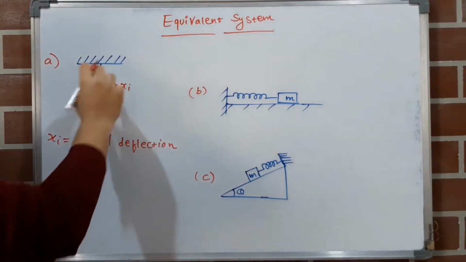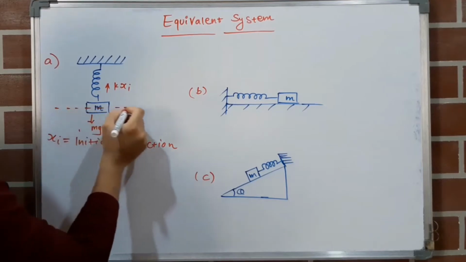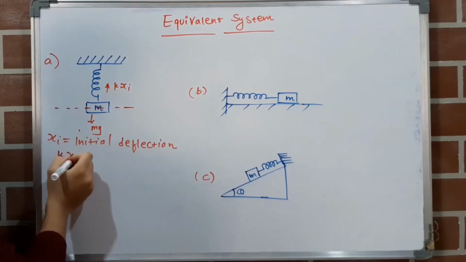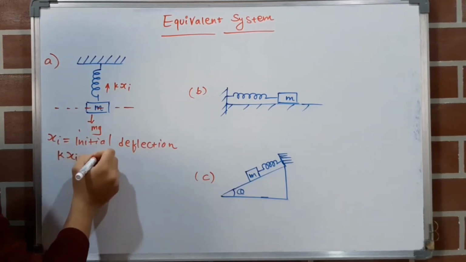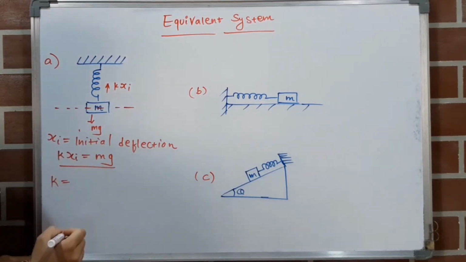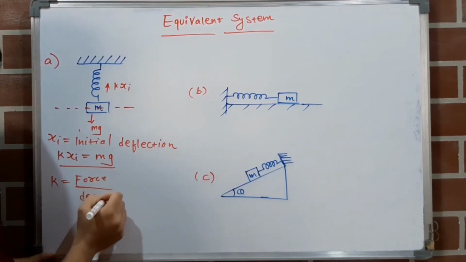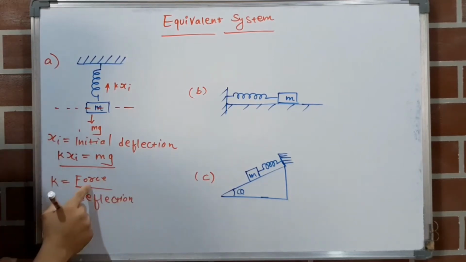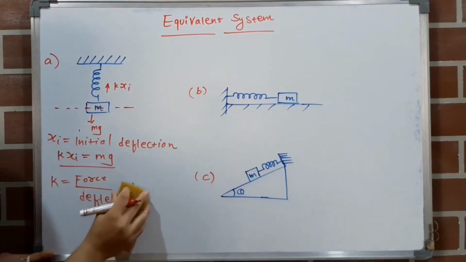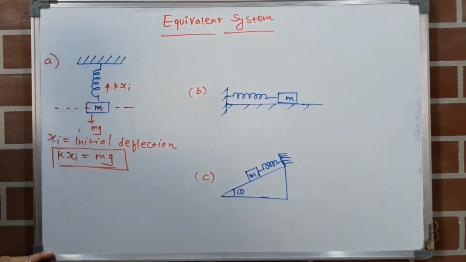This is the spring in the static deflection. In static deflection the mass will be at the mean position. At that position we can write the equation: k xi, the restoring force of the spring, equals the weight. How did this restoring force formula come about? We know that k is the stiffness of the spring, which equals force per unit deflection. So force equals stiffness into deflection, that is k into deflection. In static deflection our system is in equilibrium, that is k into xi equals mg.